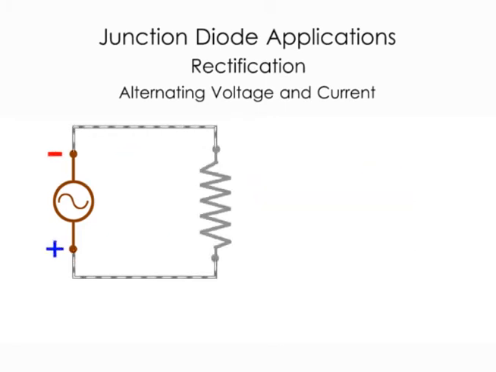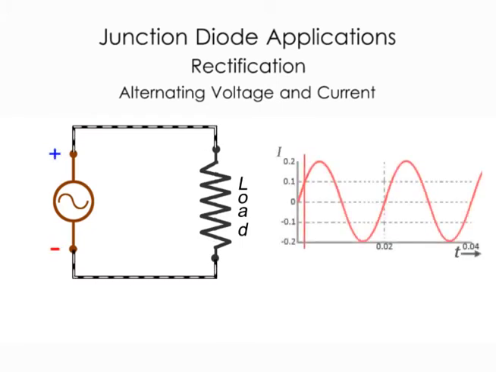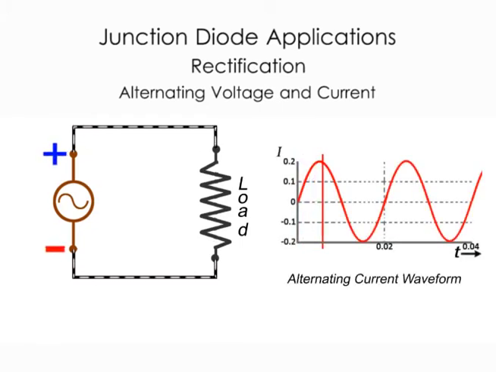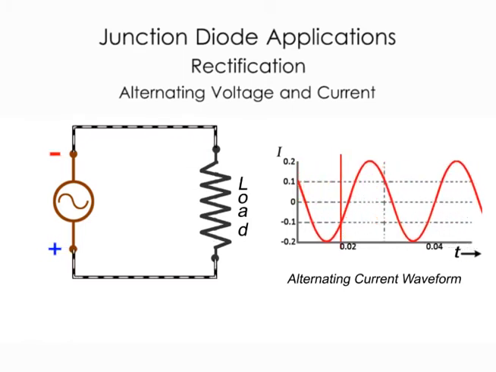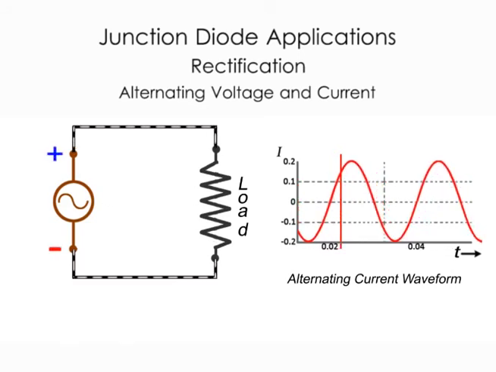If we apply an alternating voltage to a load, a current gets set up in the circuit. The flow of current follows the nature of the applied voltage, changing from one direction to the other. This changing current is called an alternating current.